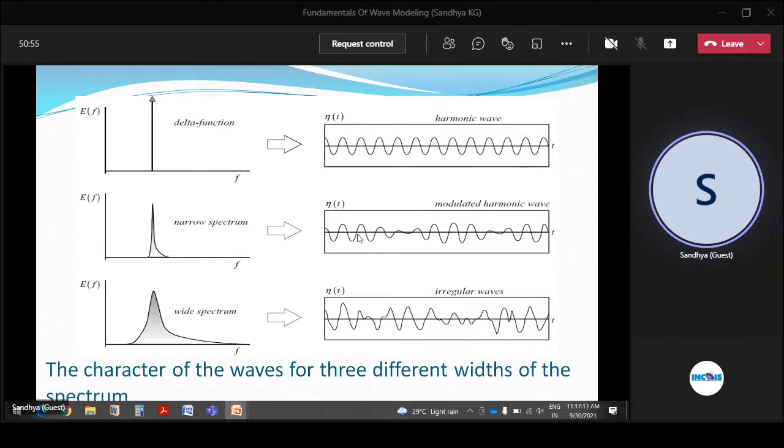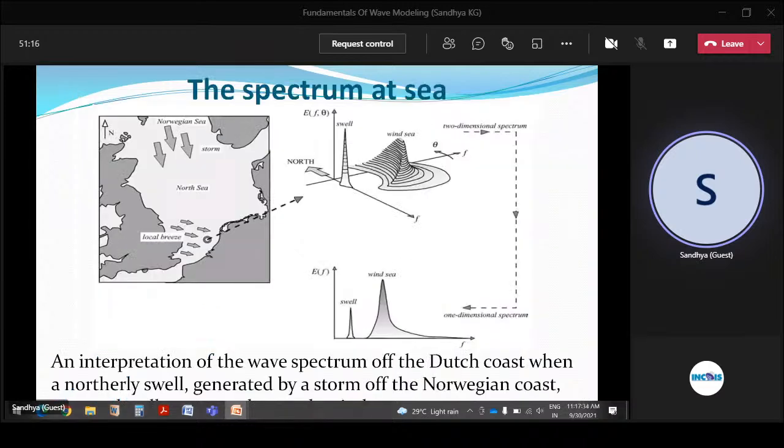And if this is the surface elevation or wave profile, this is a modulated harmonic wave. So it looks periodic, but it's modulated. So it gives rise to a narrow spectrum. And if this is very irregular, it gives rise to a wide spectrum. So now you must have got a concept of what you mean by spectrum.